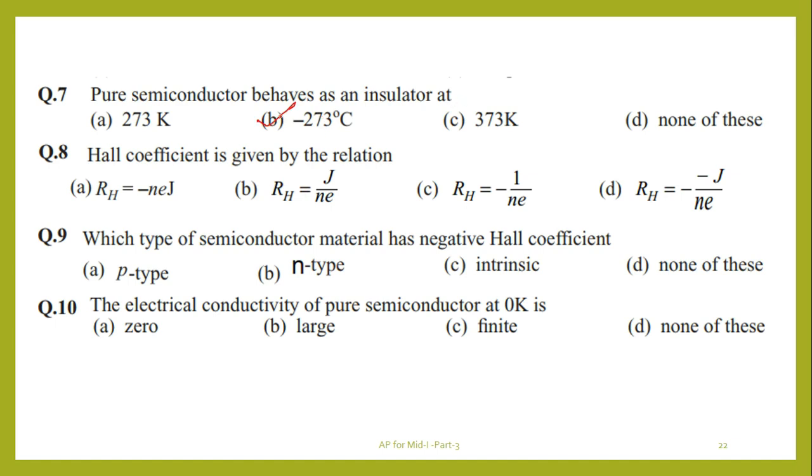The Hall coefficient is given by the relation RH is equal to minus 1 by N. Which type of semiconductor material has a negative Hall coefficient? So basically N-type semiconductors have a negative Hall coefficient. The electrical conductivity of a pure semiconductor at 0 Kelvin is.